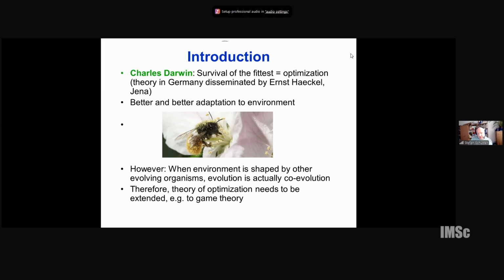A nice example is flowers and pollinators. There are complicated shapes in orchids, for example. And then there is no real optimum, because the shape of the bee is adapted to the flower, but the flower is adapted to the bee. Therefore, there are, so to speak, infinitely many possibilities of such an adaptation. So the theory of optimization needs to be extended, and one way of extending it is by game theory.